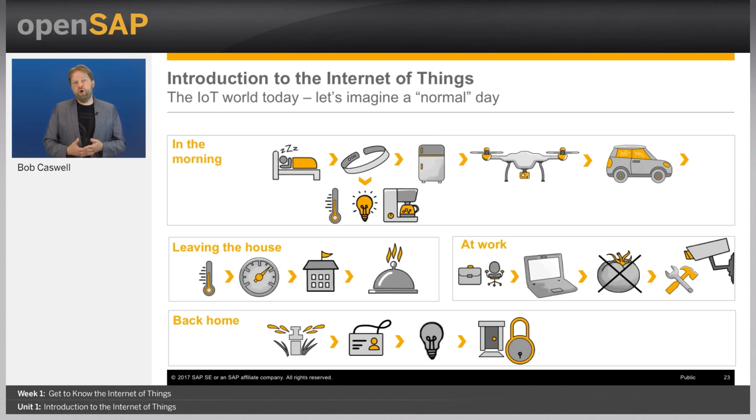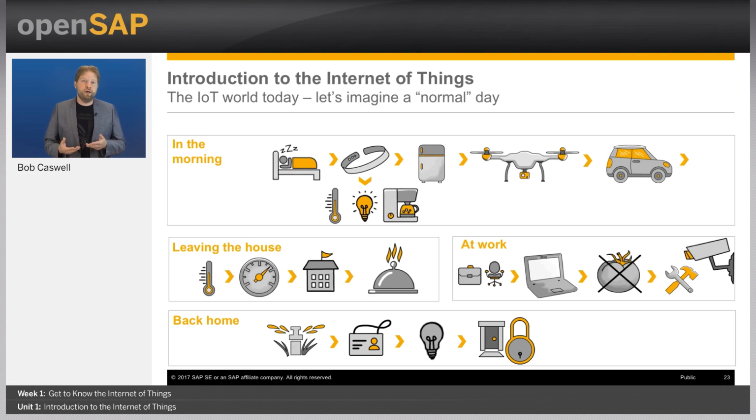Let's imagine what a normal day might look like in a world where everything is truly connected. So, I get up in the morning, I might have a bracelet that senses my sleep cycles, and it may even know the most opportune moment to gracefully wake me up by gently vibrating and blinking a light. So when that happens, my bracelet sends a message to other things in my home.